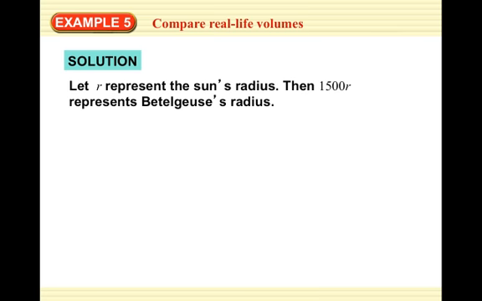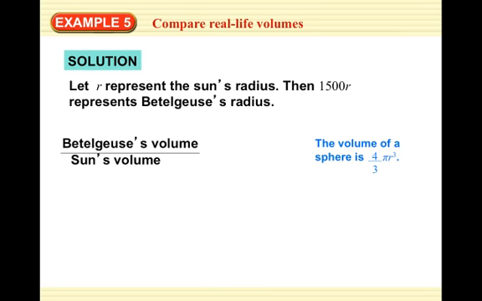Okay, so if we let r represent the sun's radius, then 1,500 r represents Betelgeuse's radius. So we're going to compare. We want to know how many times larger Betelgeuse's volume is to the sun's volume. So whenever you're asked to do that, you're always asked for the ratio thereof one to the other. So let's set it up.